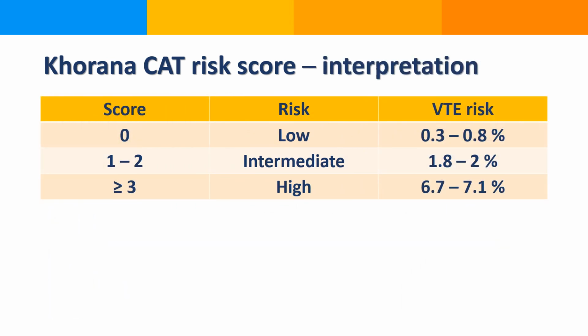If the score is 0, then we have a low risk of venous thromboembolism development. If the score is 1 to 2, we have an intermediate risk. And if the score is 3 or higher, we have a high risk of developing a venous thromboembolism and cancer-associated thrombosis. The VTE risk with low-risk cases is 0.3 to 0.8%, with intermediate risk patients 1.8 to 2%, and with high-risk patients 6.7 to 7.1%.